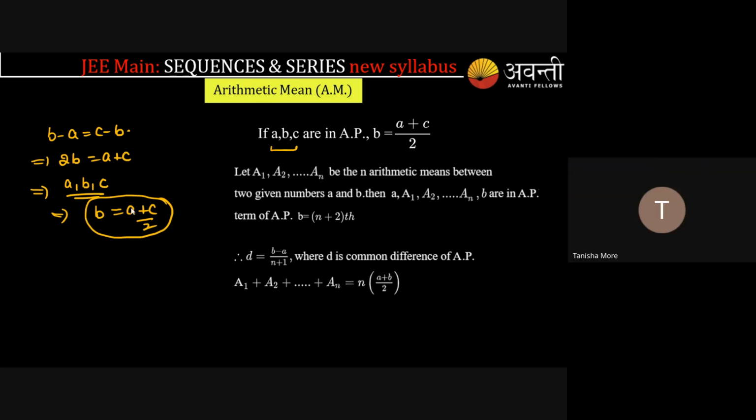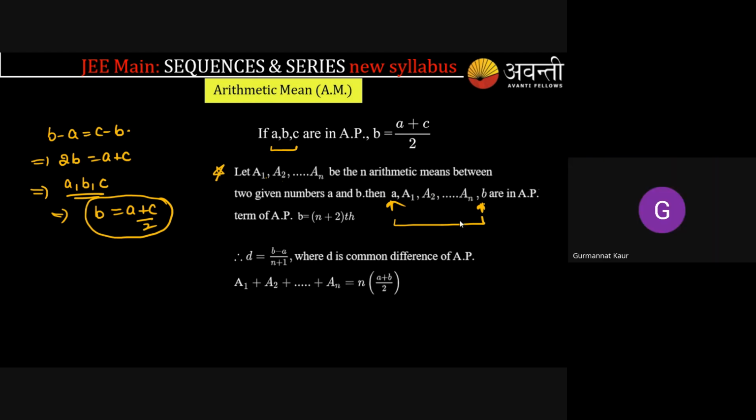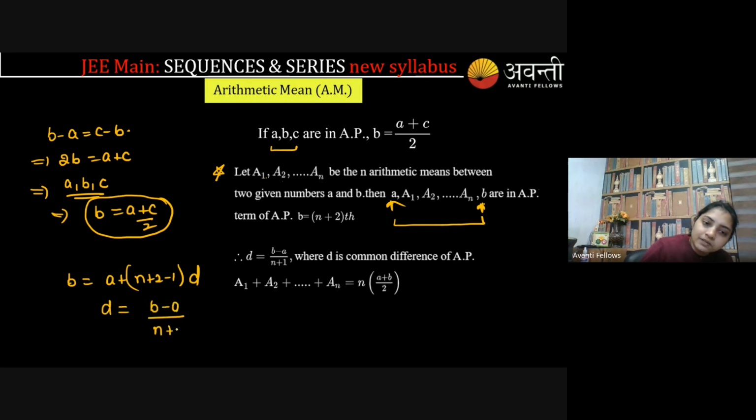Dear students, this is also part of your syllabus of school exam, that A1, A2, up to An are arithmetic means I need to insert between two numbers A and B, right? Just think carefully. If you insert n arithmetic means A1, A2 up to An, then how many total terms will be there, including A and B? N plus 2 terms are there. So can I rewrite B is equals to A plus n plus 2 minus 1 into D? So D is equals to B minus A divided by n plus 1. Agree?